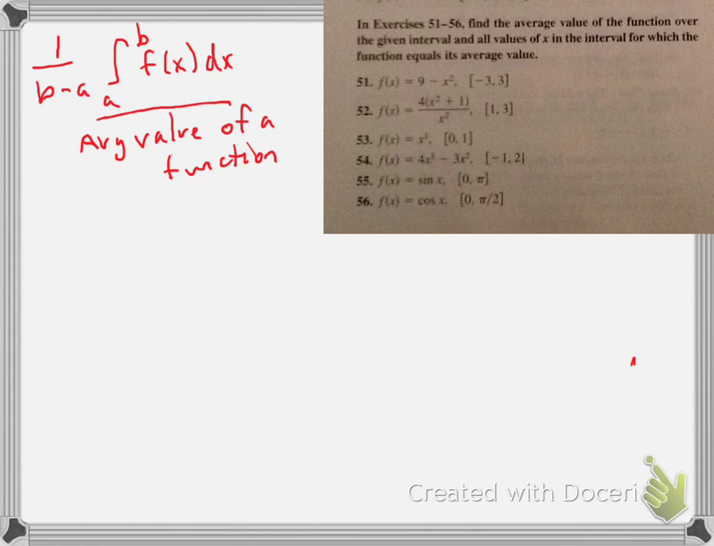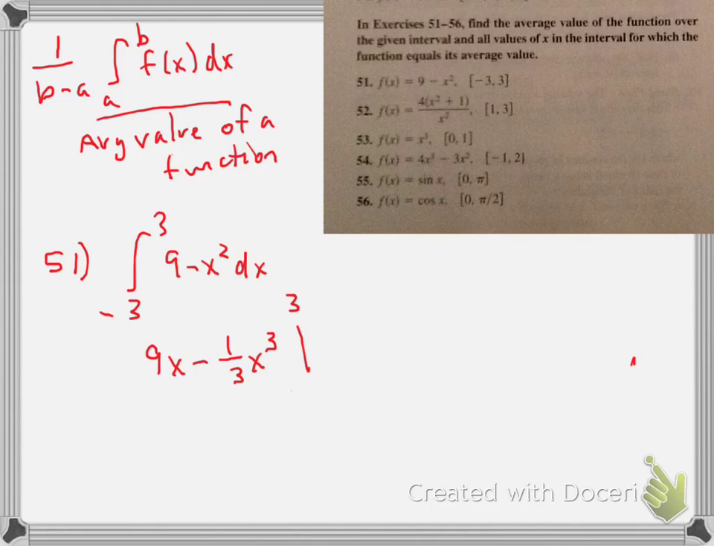So to get the average value of a function, we're going to do a couple problems here. Start out with 51. The integral from -3 to 3 of 9 minus x squared. The average value of a function is going to be that integral, which is the area, divided by the width. So we first integrate, raising our power by 1, dividing by the power. And then we're going to multiply that by 1 over b minus a.